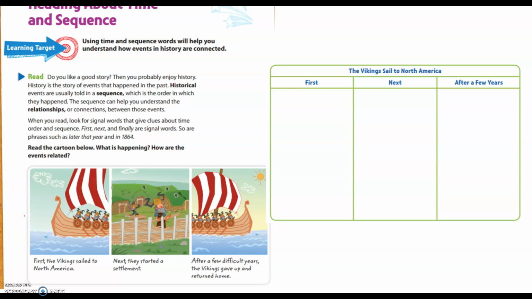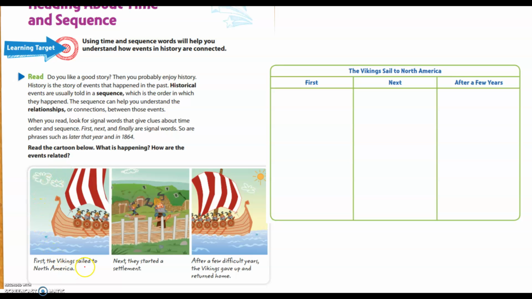When you read, look for signal words that give clues about time, order, and sequence. First, next, and finally are signal words. So are phrases such as later that year and in 1864. So let's look at the cartoon.